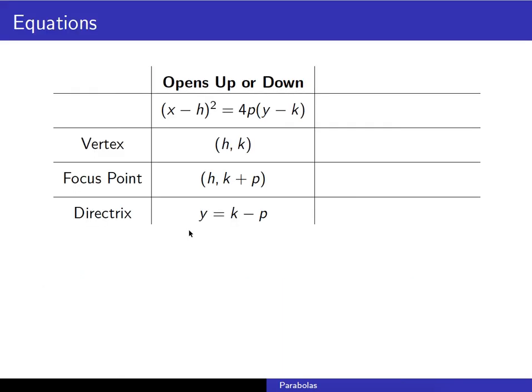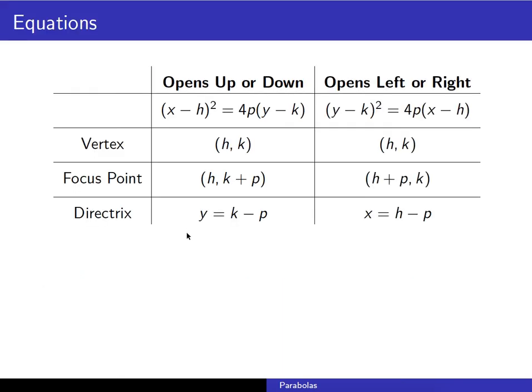All right, alternative to opening up or down is opening left or right, and really the difference between the two equations is we switch the parentheses. So here we had x minus h being squared for opening up or down. Now we have y minus k being squared for opening left or right. We had 4p times y minus k. We switched it. Now we have x minus h over here. So it's really just switching the parentheses around from the left and right.